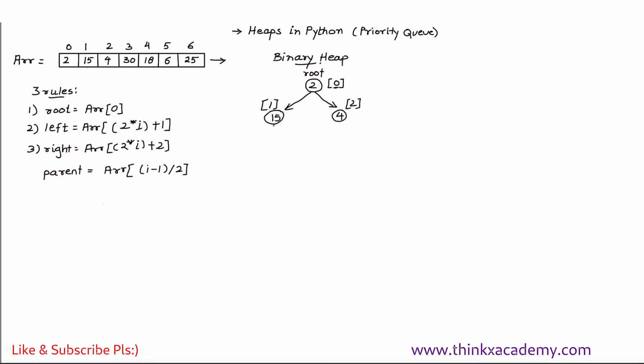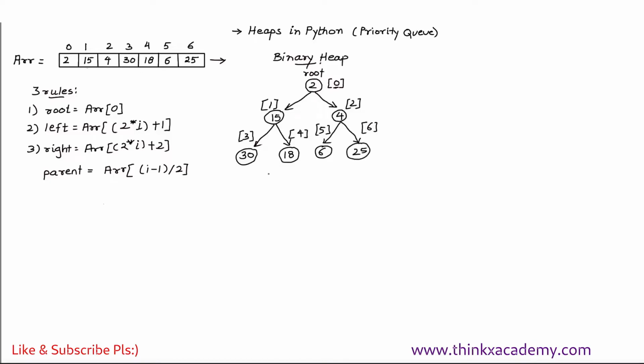Now we have understood a very simple pattern here. Instead of recalculating the values using this formula, we can use 0, 1, 2, and then 3 will come here, then 4 will come here, and then we have 5 and 6. So 5 will come here and then 6 will come here. Alright, so let's see what the elements are at these specific positions. We have 30 here, at the 4th position we have 18, at the 5th we have 6, and then finally we have 25. So this is the binary heap that we have constructed from this array.